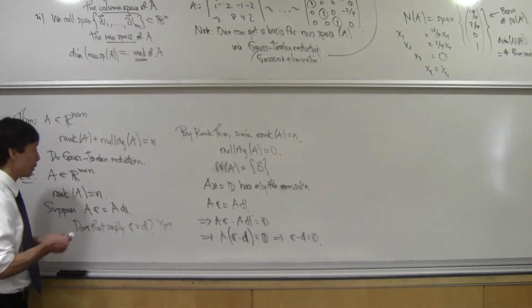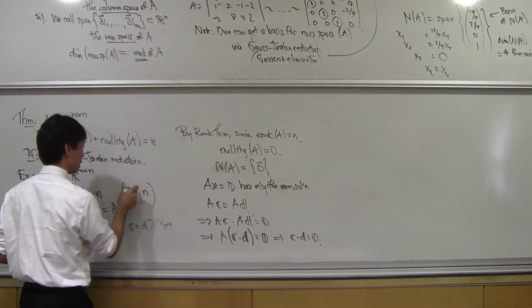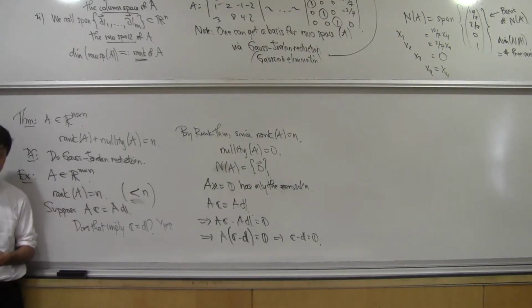Let me ask an additional problem. What if the rank was less than n? Would AC being equal to AD force C to be equal to D? No, right? People are shaking their heads already.